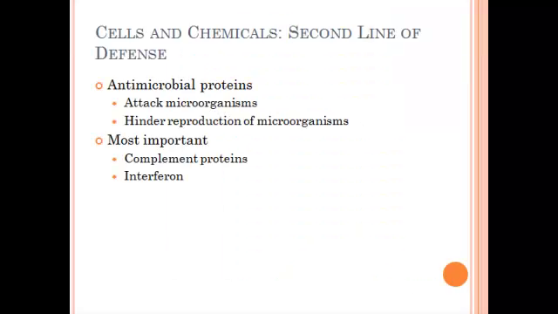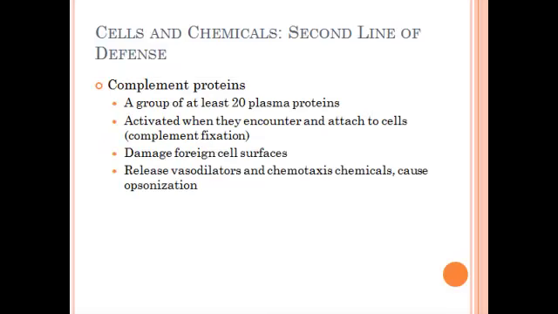I want to talk just briefly about some other chemicals that become important in our second line of defense, and these are antimicrobial proteins. These are proteins that are produced by our body in order to keep microorganisms from growing and reproducing. There's two main types that I want to mention: complement proteins and interferons. Complement proteins are proteins flowing around in the blood that, when they're activated, find a cell that is a foreign cell or a damaged cell, a cancerous cell, and these proteins basically poke a hole in the cell.